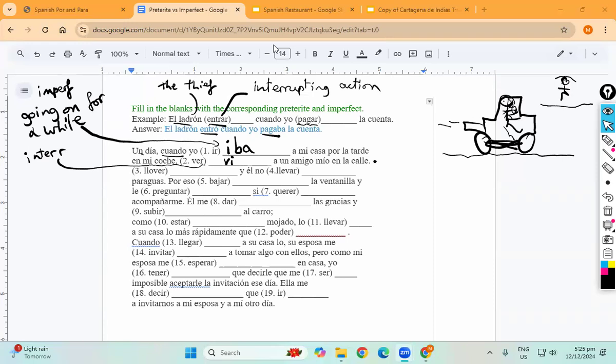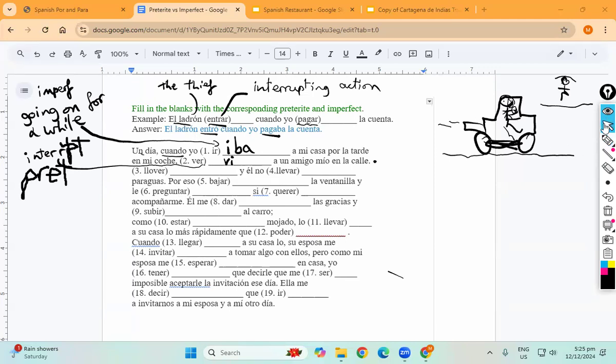I saw a friend of mine on the street. That is the interrupting action, so it is preterite, right? I have to write with the mouse, which is why this is so terrible. Interrupting. Oh, that's the U. So, vi a un amigo mío en la calle. My friend on the street, right? Good, the pen is responding. So 1 and 2 are okay.